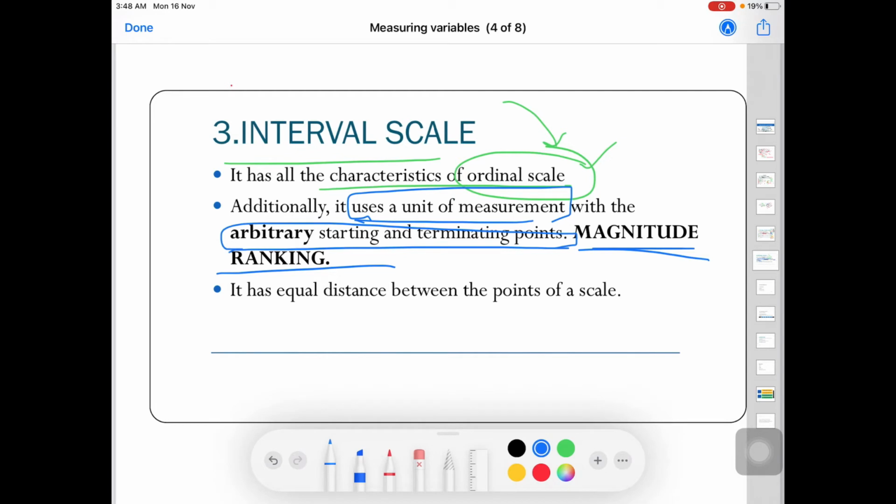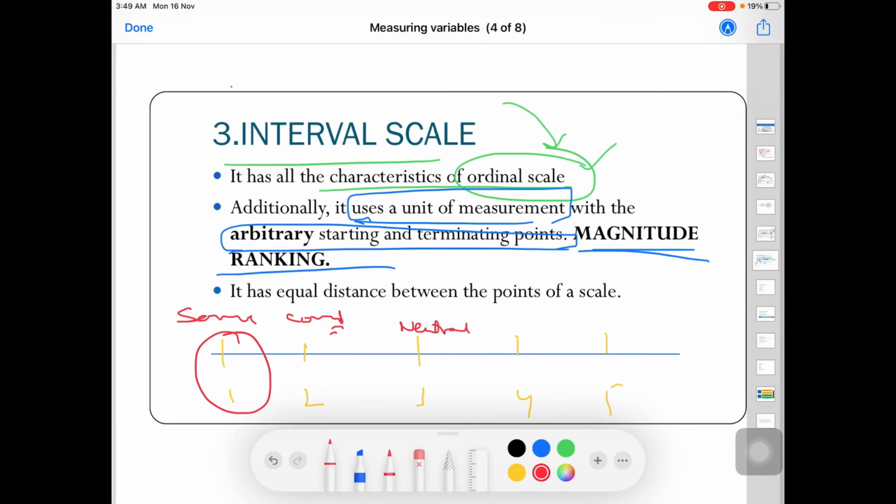So I will give an example to understand this: this is 1, this is 2, this is 3, this is 4, this is 5. So at 1 I will put somewhat agree, then at 2 I will put completely disagree, at 3rd I will put neutral, then similarly I will put somewhat agree, somewhat disagree, or completely disagree. So this is the chart.